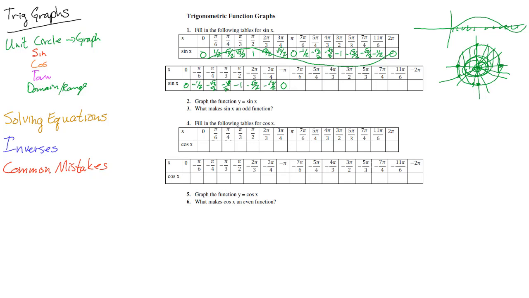So negative 7 pi over 6 is up here. That must be 1/2. Yeah, we're up in the second quadrant. So 1/2, and then square root of 2 over 2, square root of 3 over 2, 1, square root of 3 over 2. So we're going to be up here and then start coming down. Square root of 3 over 2, square root of 2 over 2, 1/2, and then 0.